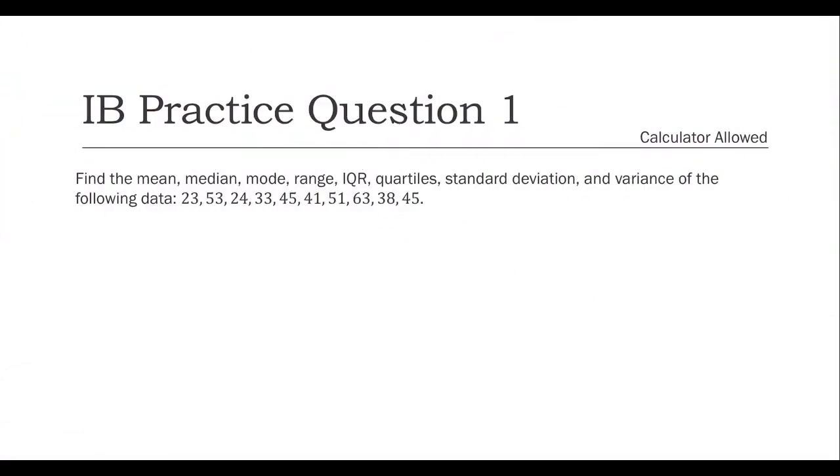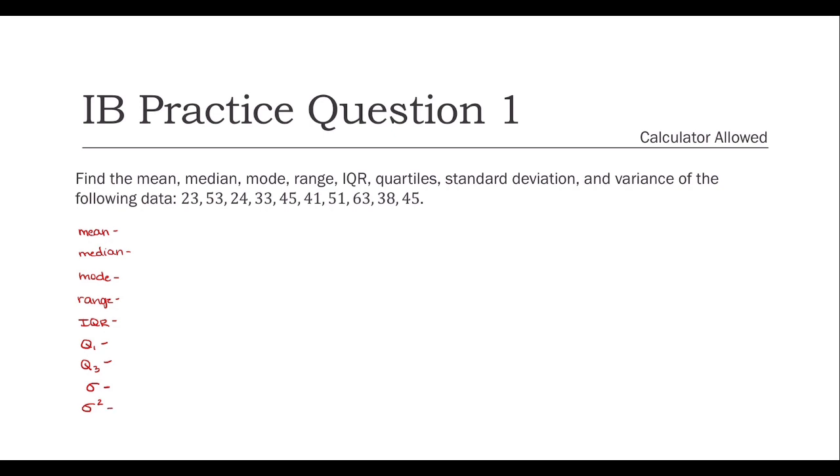So now we have our first IB practice question where the calculator is allowed. It says, find the mean, median, mode, range, IQR, quartiles, standard deviation, and variance of the following data. So we're looking for our mean, median, mode, range, IQR, quartiles, so we'll put Q1 and Q3, our standard deviation, which is this symbol, and then our variance, which is this squared.